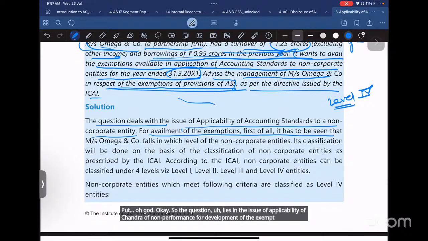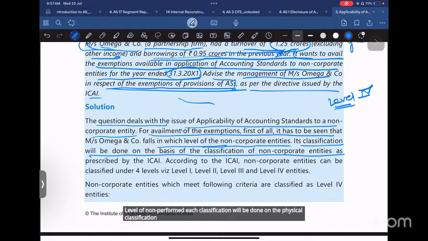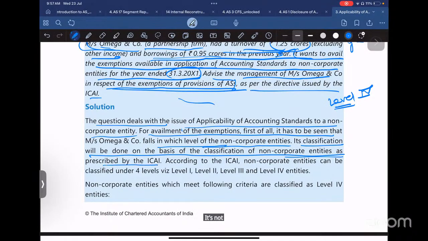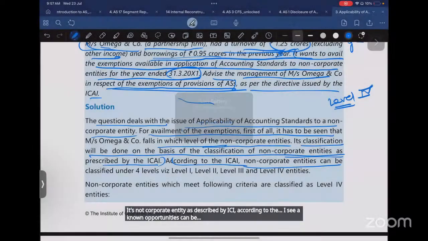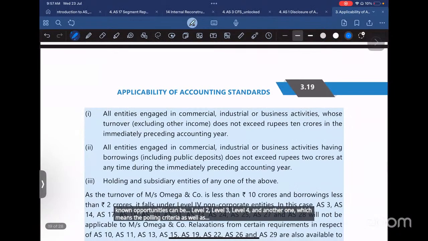So the question raised is the issue of applicability of accounting standards to non-corporate entities for availment of the exemption. First of all, it has to be seen whether Messrs. Omega falls in which level of non-corporate entities. The classification will be done on the basis of the classification of non-corporate entities as prescribed by the ICAI. According to the ICAI, non-corporate entities can be classified under 4 levels: level 1, level 2, level 3, level 4, and the non-corporate entities which meet the following criteria are classified as level 4 entities.